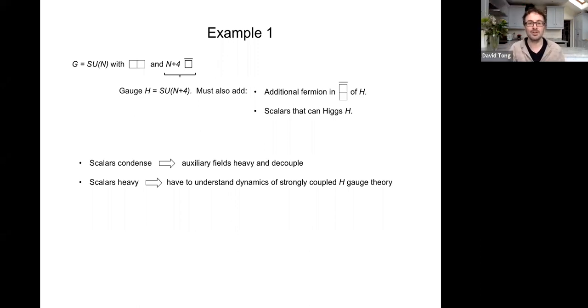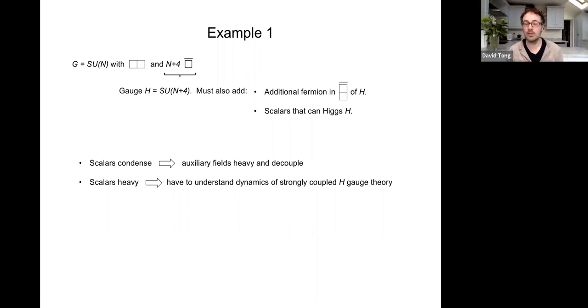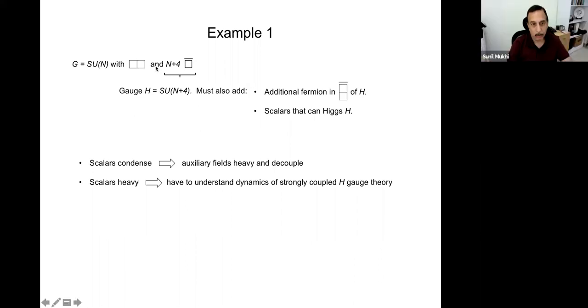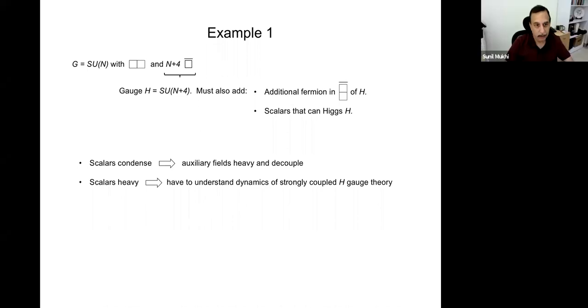Sunil, your camera's on. Yeah, because I'm a bit confused. So you have these n+4 anti-fundamentals, and you say H is SU(n+4), but isn't there an SU(n+4) cross SU(n+4) chiral symmetry? No, everything is Weyl here. Nothing's Dirac. So everything is a right-handed fermion. So they're all Weyl fermions. Okay, thanks. So there's a unique H essentially here. It's a unique H, that's right.